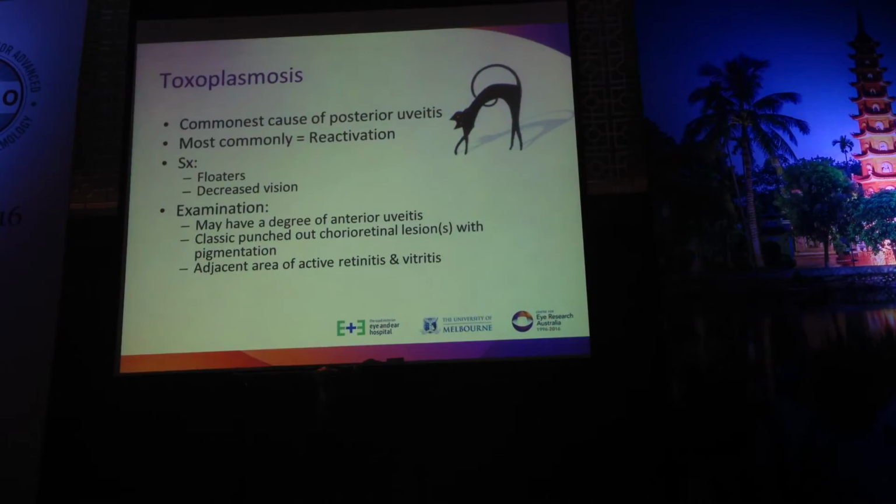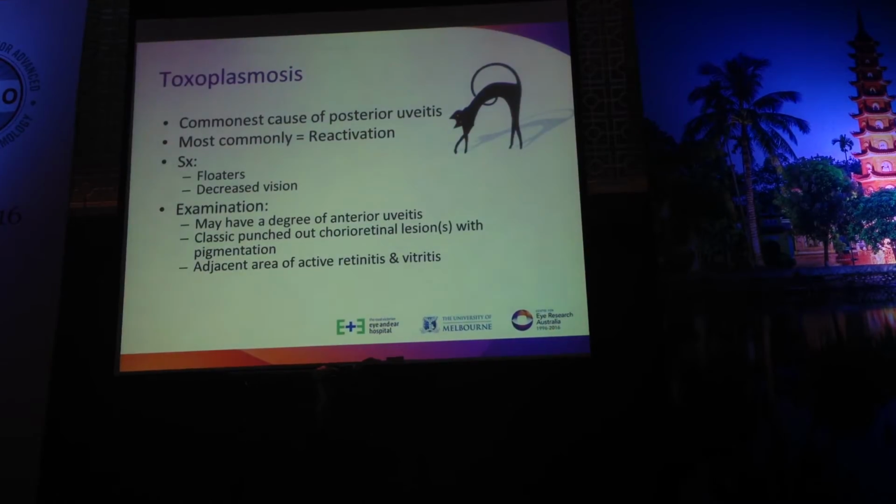Okay, just a few words on toxoplasmosis, and I know Rupesh is going to talk about toxo a little bit more. It is the commonest cause of posterior uveitis worldwide. Okay, it's most commonly a reactivation, and the patients present with floaters like that fellow did, and decreased vision. Okay, they may have quite an aggressive anterior uveitis, which might be hypertensive, and they do have, like that picture, a classic punched out chorioretinal lesion with an area of active chorioretinitis adjacent to it.